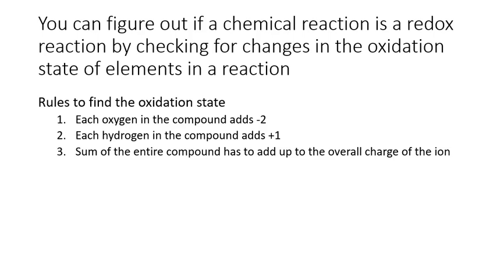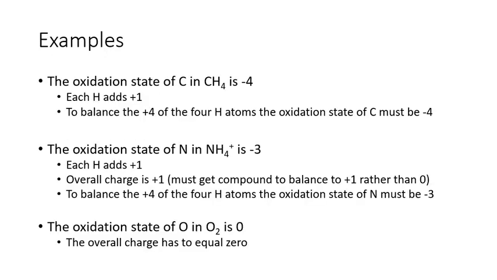These are the general rules for figuring out the oxidation states of an element in a compound. So each oxygen in the compound adds a -2 to the tally for that compound, while each hydrogen in the compound adds a +1 to the tally for that overall compound. Now the remaining element has to balance those charges out so that the overall charge of the compound either equals 0, or if the compound is an ion, it has to equal the ion. So let's try some examples.